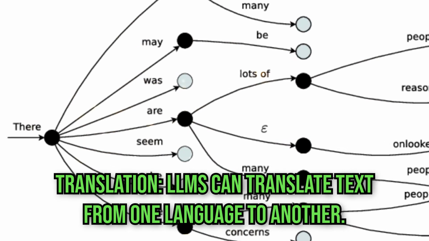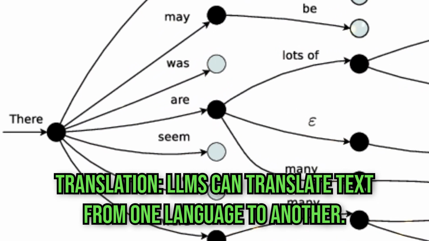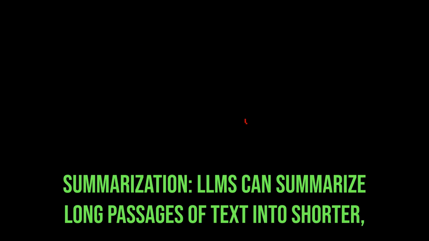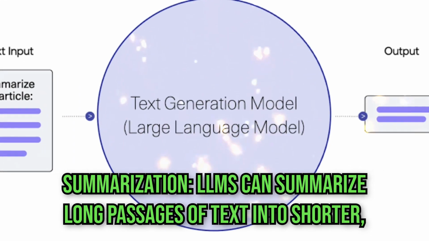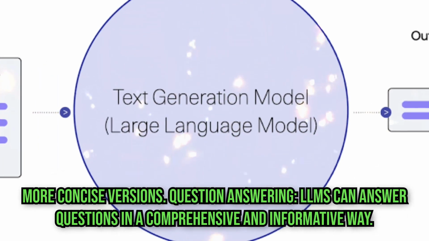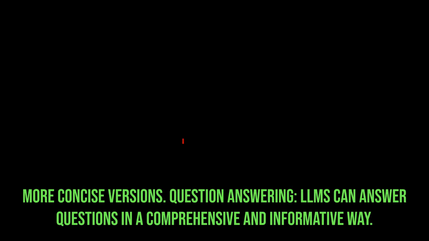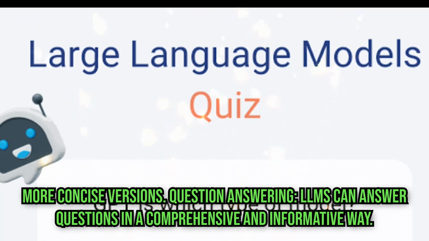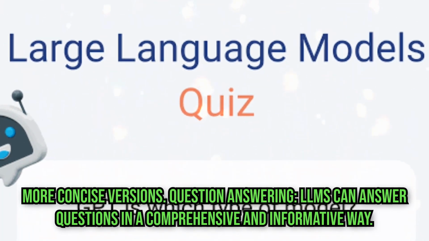Translation. LLMs can translate text from one language to another. Summarization. LLMs can summarize long passages of text into shorter, more concise versions. Question answering. LLMs can answer questions in a comprehensive and informative way.